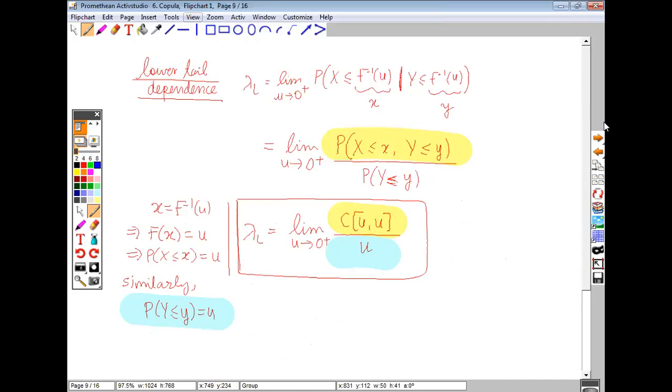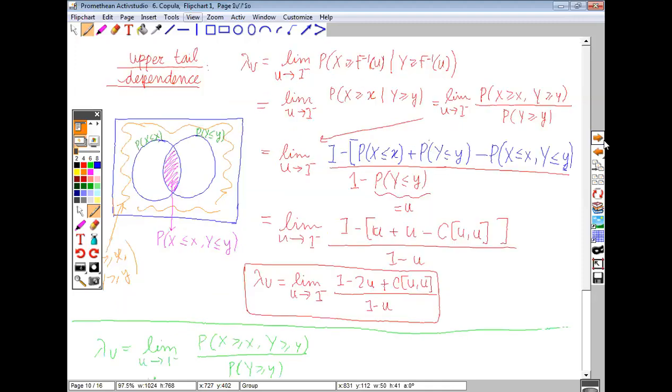Okay, so now that we have discussed lower tail dependence, you would do the similar thing for the upper tail dependence as well. Here you'll have to use some Venn diagram reasoning to figure out what to write in the numerator for this case, because it's not as easy as writing 1 minus the observation of both variables being less than their respective values. So you'll have to take these into consideration as well.